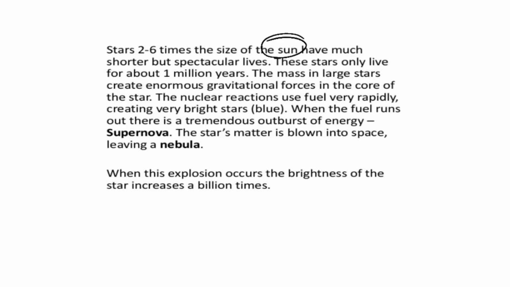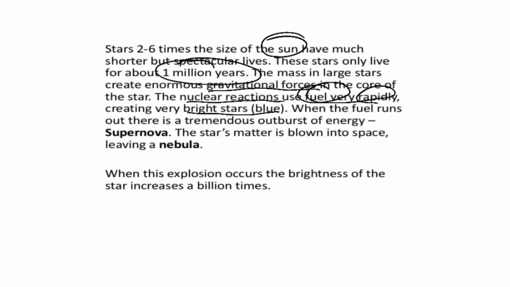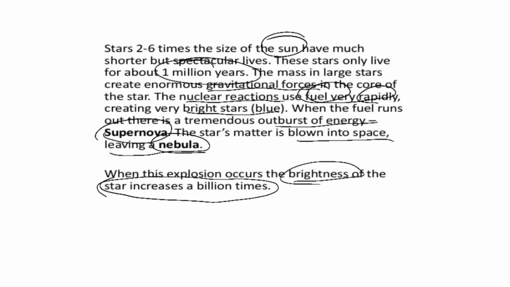Then, stars two to six times the size of the sun have shorter but spectacular lives. These stars only live about 1 million years. The mass of a large star creates enormous gravitational force. In the core of the star, the nuclear reactions use up fuel very rapidly, creating a very bright blue star. When the fuel runs out, there is a tremendous outburst of energy. It's a supernova. The star's matter is blown into space, leaving a nebula. When the explosion occurs, the brightness of the star increases billions of times.